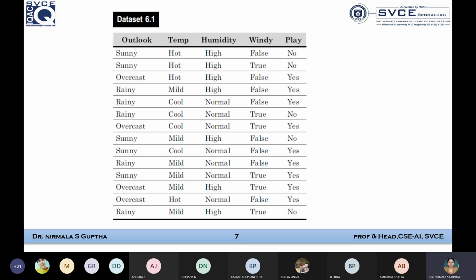How many rows do we have with the high value? Let us count it. 1, 2, 3, 4. Row 1, 7. 2, 3, 4, 5, 6, 7. Wonderful. Write it in the fourth column. Denominator is 7. Now count the number of no's under the play column corresponding to high humidity. How many no's are there for high humidity?